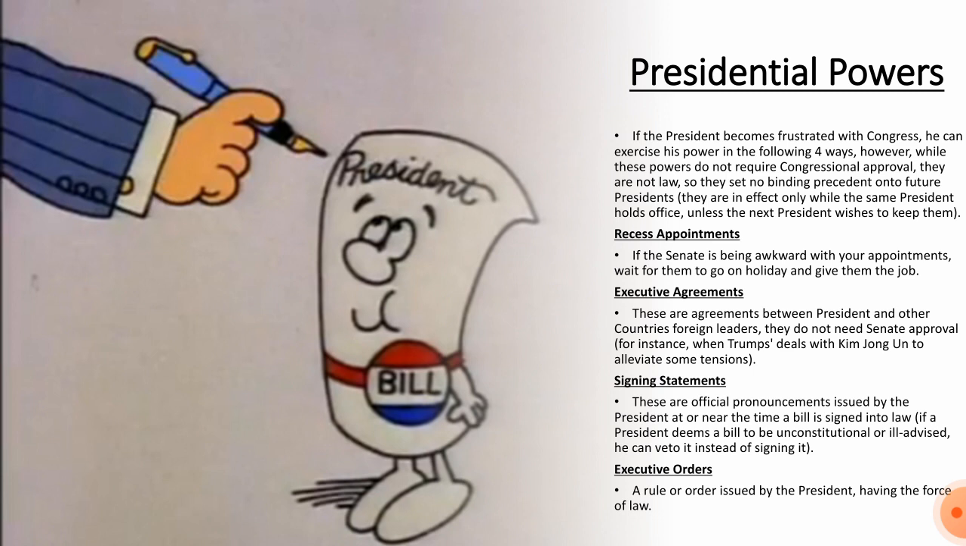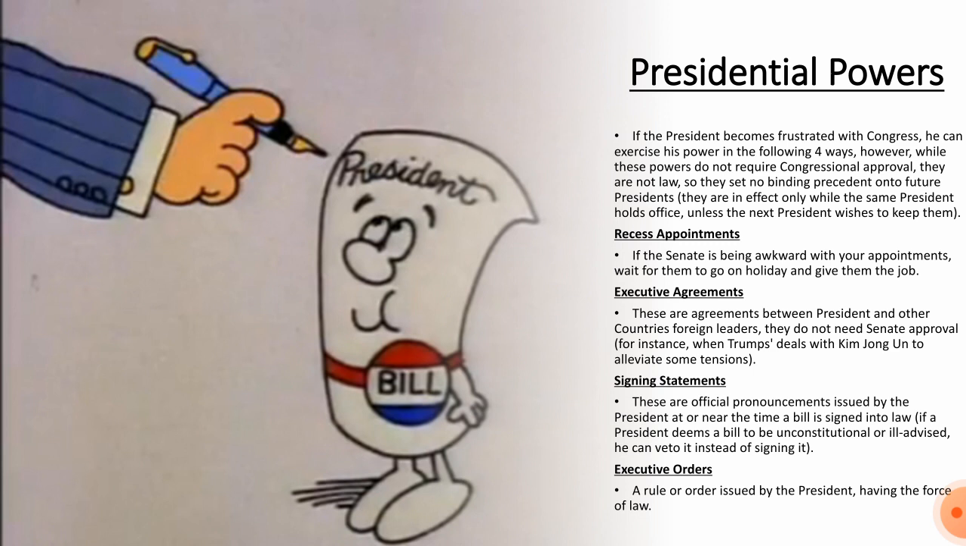So, the 4 ways the president can exercise his power if he becomes frustrated with Congress. The first of these are recess appointments. If the Senate is being awkward with your appointments to the Supreme Court, wait for them to go on holiday and then give them the job. Because then the Senate can't really argue back if it's on holiday.